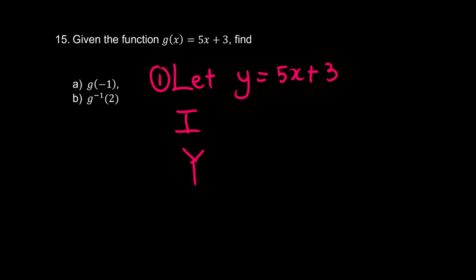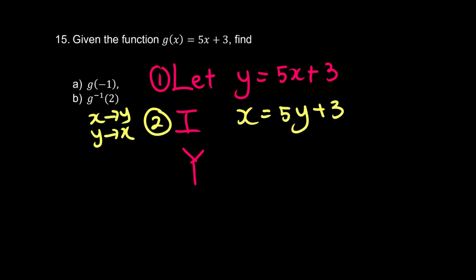Step number 2, interchange our x and y. So y becomes x, x becomes y. And our last step is going to be solve for y. So how to find y here? We know it's easy. How?